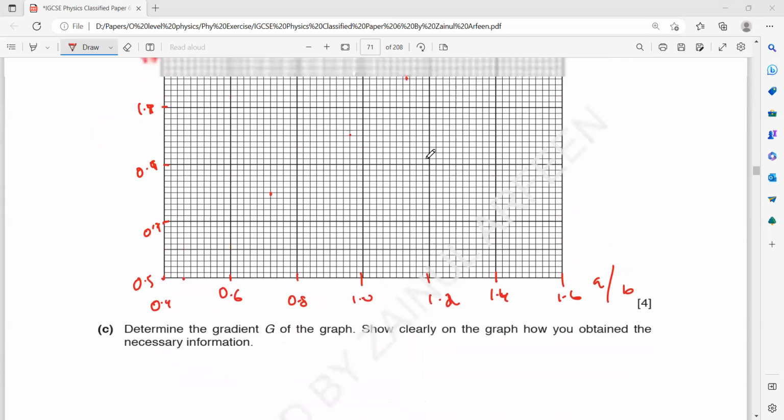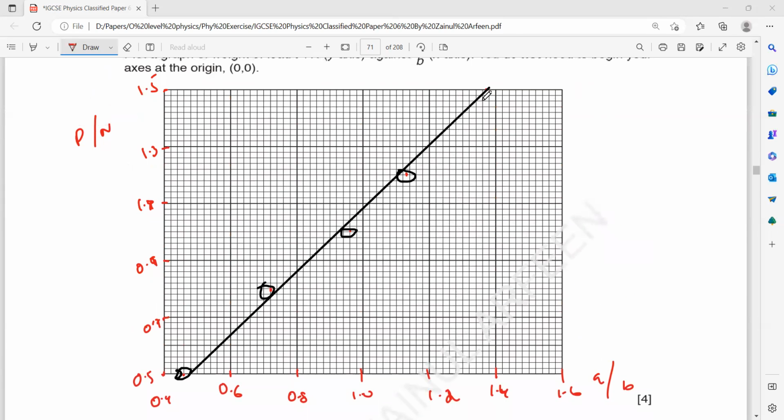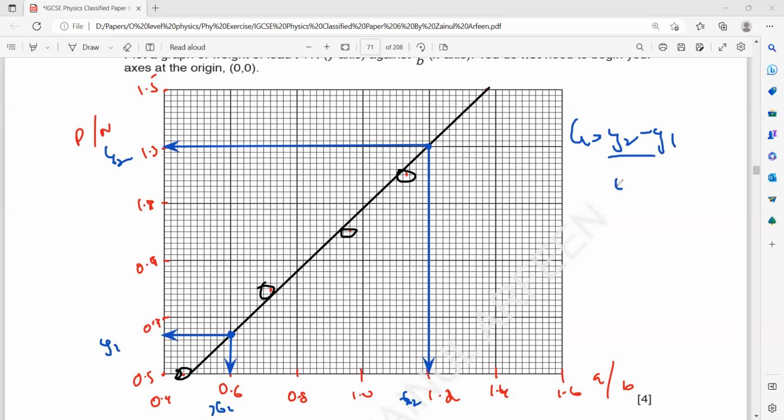Then determine the gradient. To determine the gradient, you have to show this on your graph. Take any 2 points. So first point on x-axis, x1, y1, x2, y2. So the gradient is y2 minus y1 over x2 minus x1.